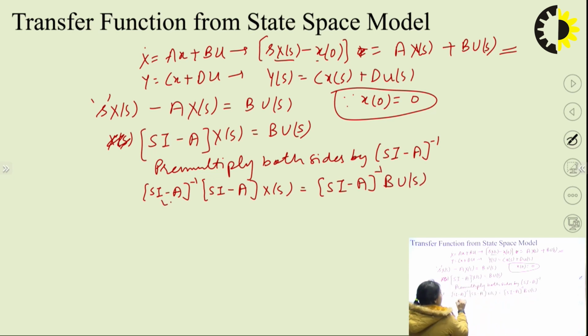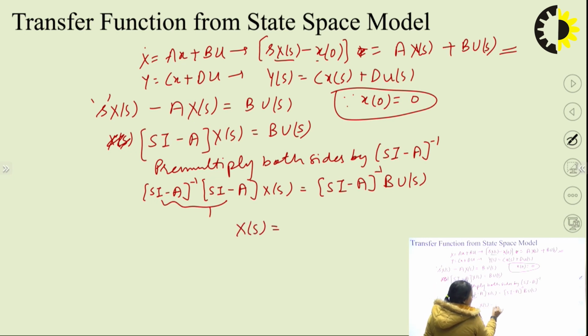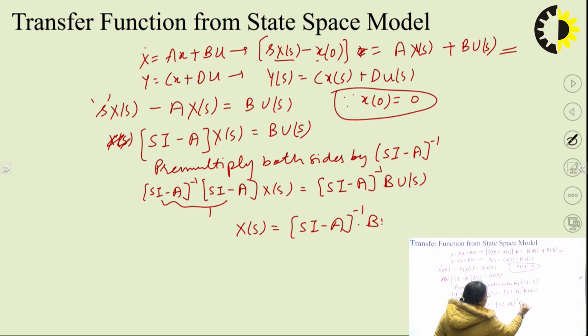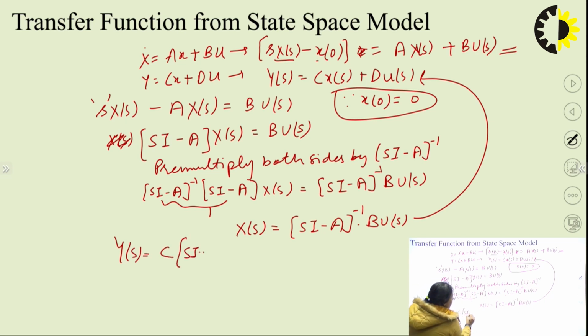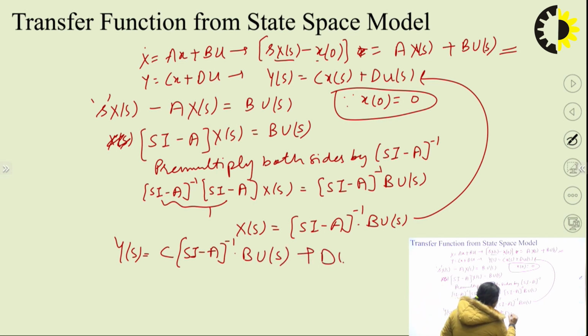So this is equal to 1, right? So Xs here I am getting is (sI minus A) inverse into B into Us, right? Now put this value of Xs in this equation. So I am getting Ys is equal to C into (sI minus A) inverse into B into Us, right, plus D into Us.